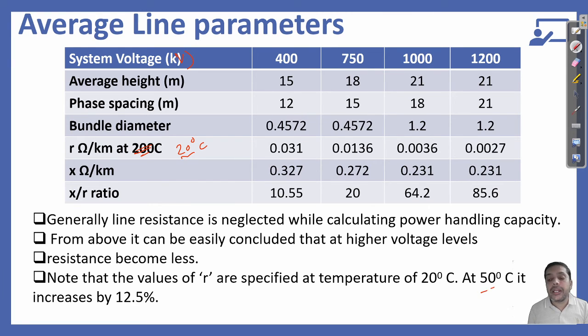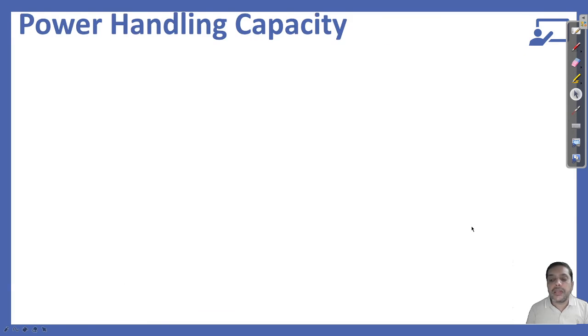So at 50 degrees, that resistance is increased by 12.5%. We know that in the first year we have studied that R_T is equal to R_0 (1 + alpha_0 times T). That formula we already studied in the first year. That is the effect of temperature on the conductor: the resistance of the conducting material goes on increasing as the temperature increases. So that will be the effect of temperature.